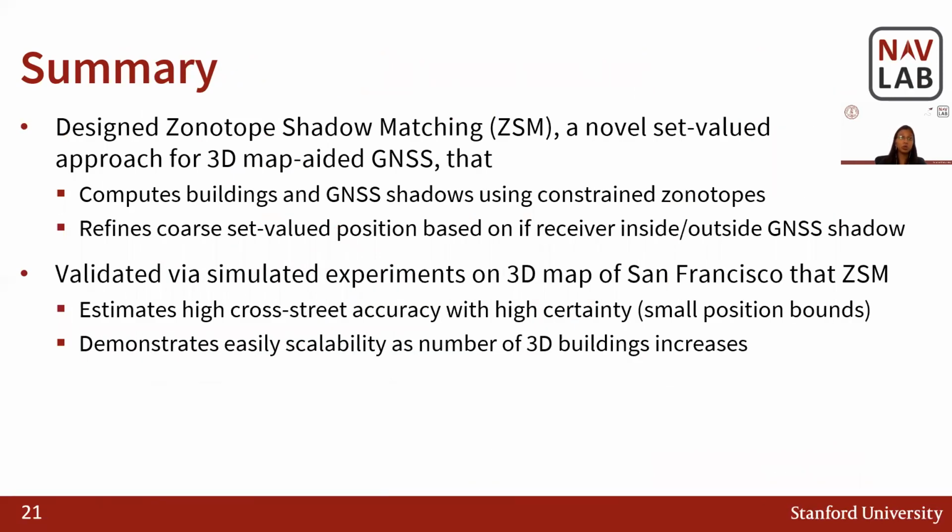To summarize, in this work, we designed Zonotope shadow matching, in short known as ZSM, which is a novel set-valued approach for 3D map-aided GNSS that computes buildings and GNSS shadows using constrained zonotopes. Furthermore, we start with a core set-valued position estimate and refine it based on if receiver is inside or outside GNSS shadow. Through simulated experiments on 3D map of San Francisco, we validated that ZSM estimates high cross-street accuracy with high certainty. And we also demonstrate easy scalability as number of 3D buildings increases.